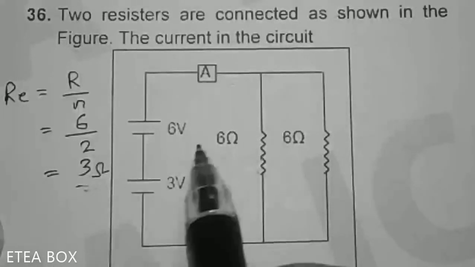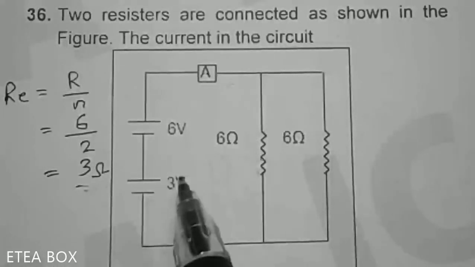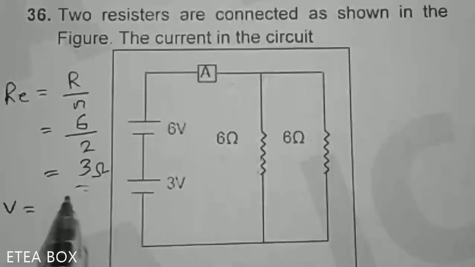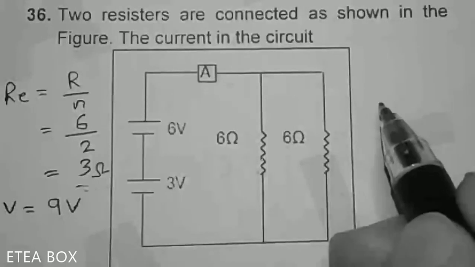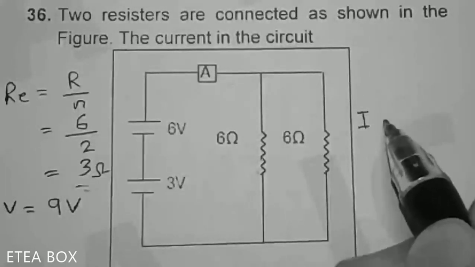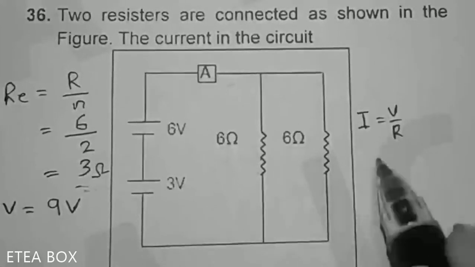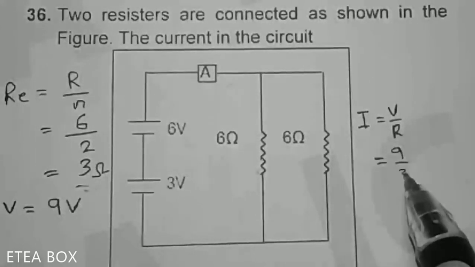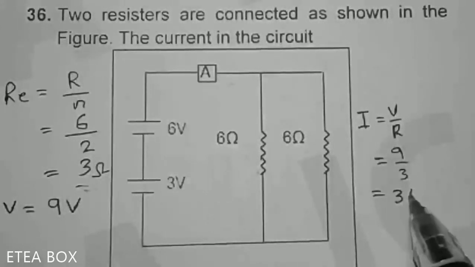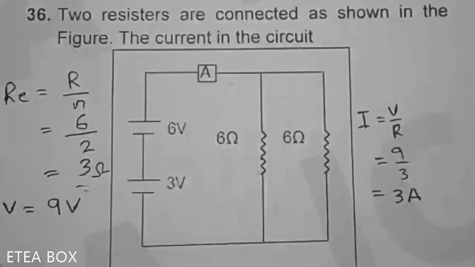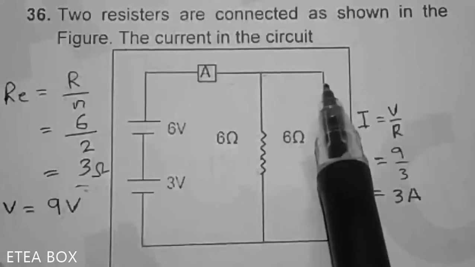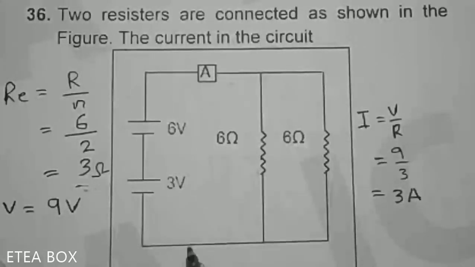Now you have to find the current. Look here, the voltage is 9 volt. Okay, 6 plus 3 is equal to 9 volt. Now the current, we know that it is V divided by R. Okay, like 9 divided by 3, it will give 3 ampere current. Okay, the current here is 3 ampere. Now look here, the required is the current in the whole circuit. Okay, the current in the whole circuit is 3 ampere.